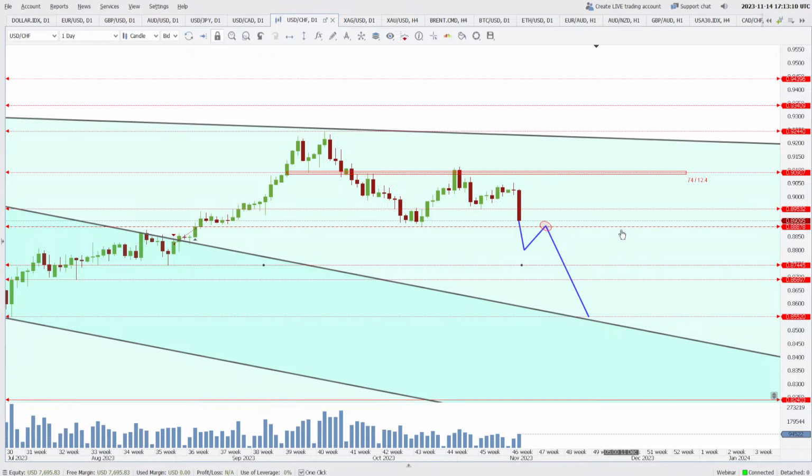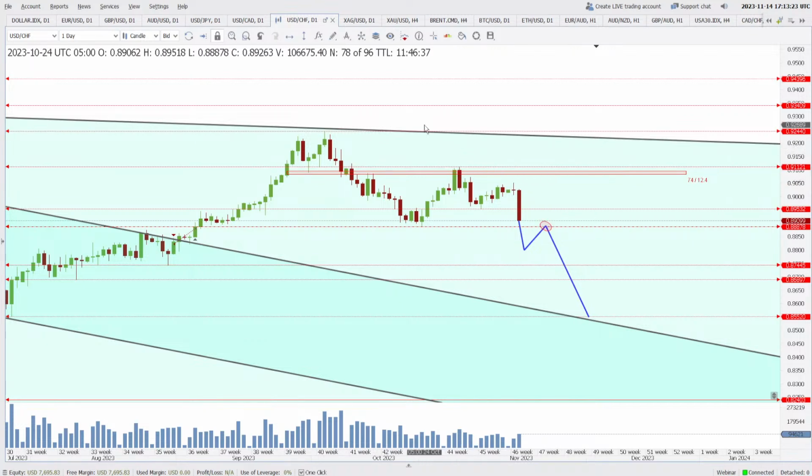Okay. So if you ask me now, 0.8887 is still the support, and resistance now is around 0.9090 still. Actually a little higher than that. That is 0.9112.